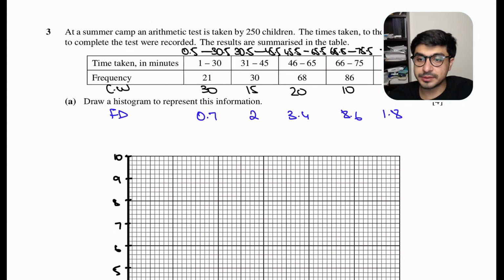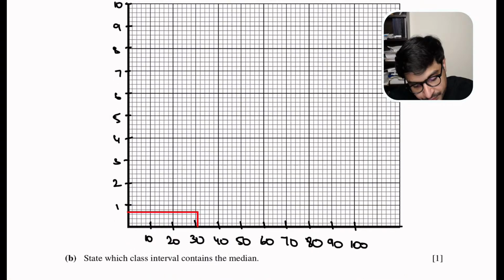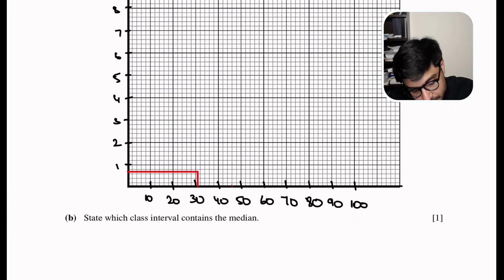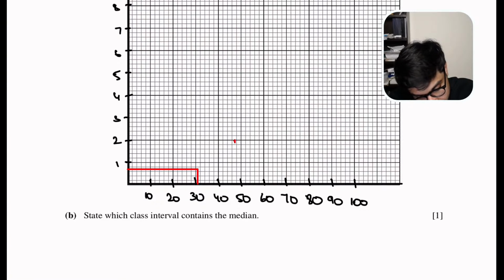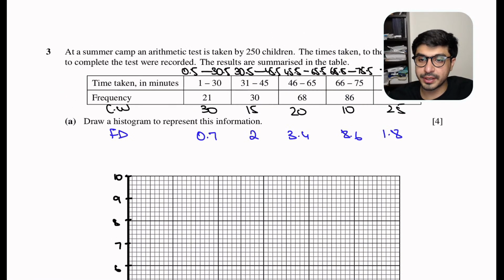Then 30.5 to 45.5, and it is going to be 2, right? So 30.5 to 45.5, it is going to be 2. So 45.5 is going to be somewhere over here, and it is going to be 2 basically. So over here we need to put a mark at 2, and this is how it is supposed to be done, right? Wait a second. So 45.5 is going to be somewhere over here, and this is what it is going to look like.